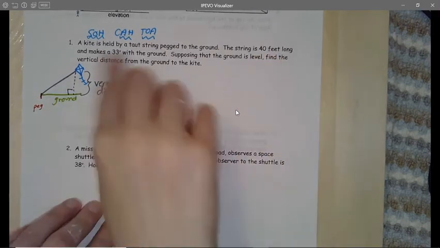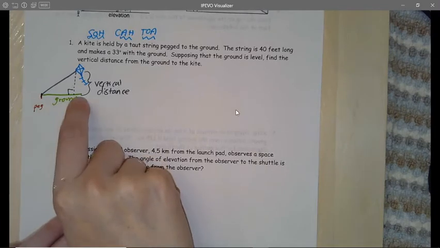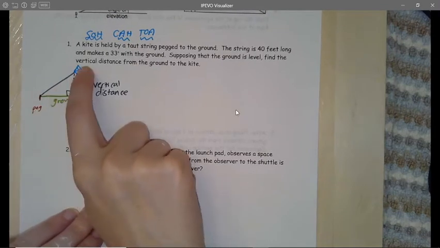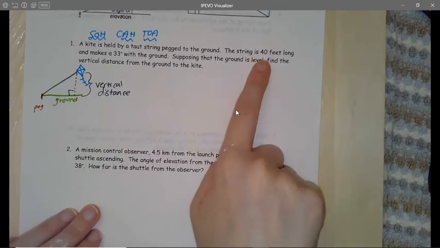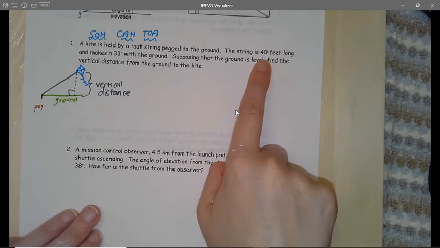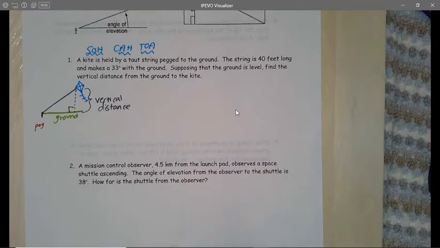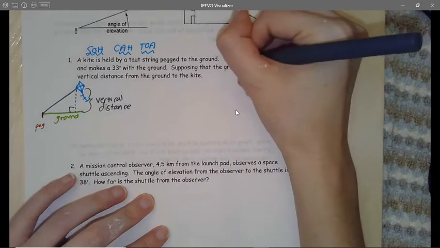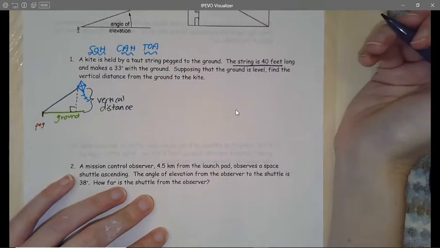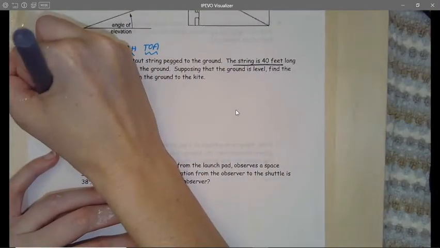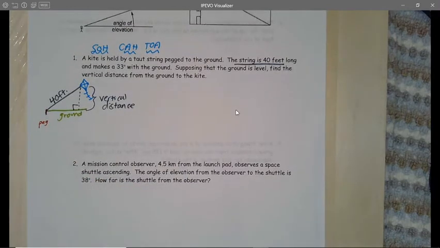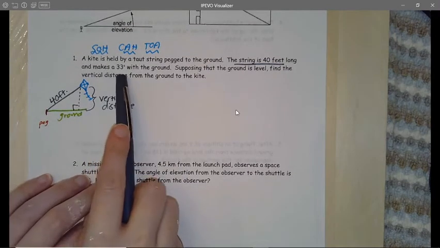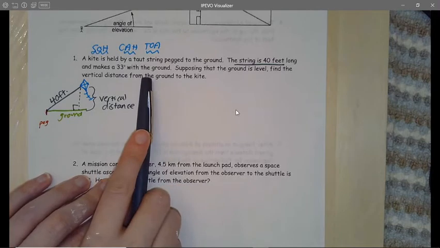On my picture, I've labeled the peg, the ground, and also the string for the kite. It told us that the string is 40 feet long. It's always helpful to label your picture, so I'm going to label the string of the kite to be 40 feet long, and it makes a 33-degree angle with the ground.